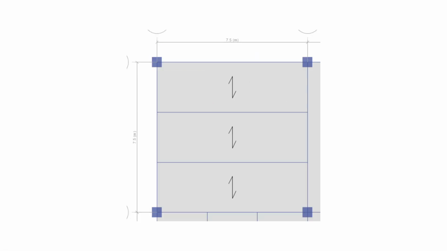Now if you see here, the span is 7.5 meter. Again, this span is also 7.5 meter. Another thing you can notice is that this is a one-way slab. Another thing that I want you to notice is, if I give the names B1, B2, B3, B4, B5 and B6.